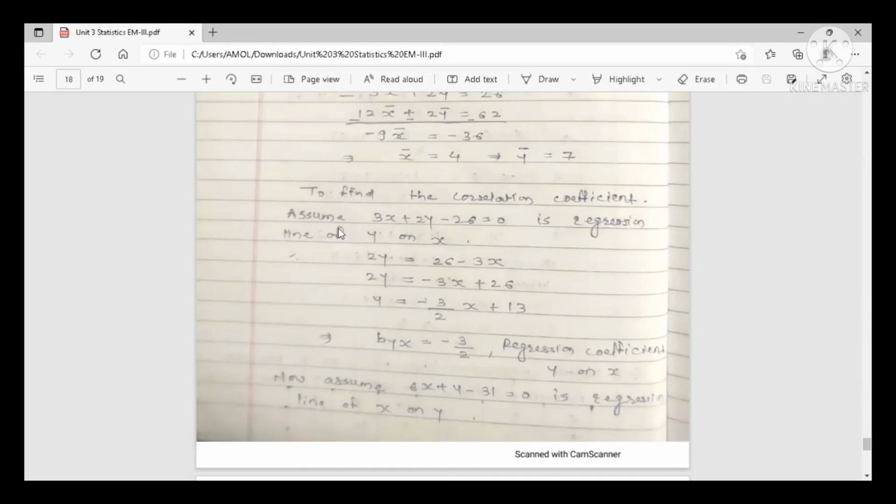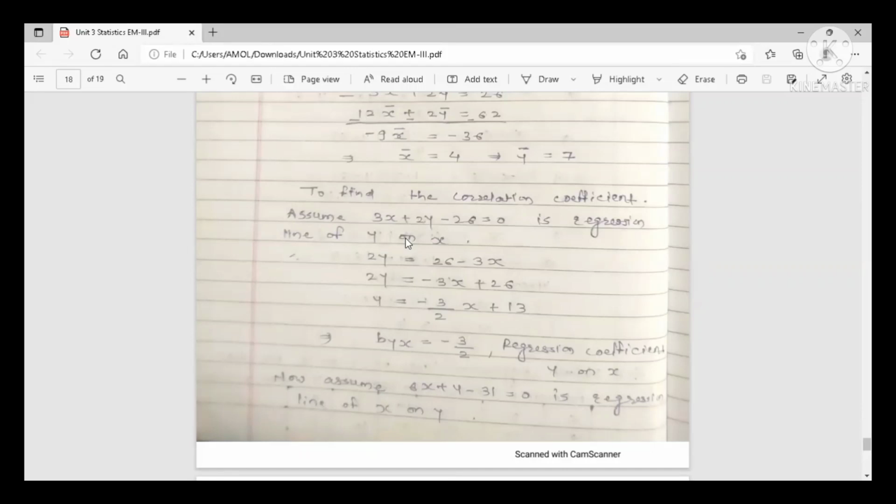You assume either equation as the regression line of x on y and the other as y on x. You can assume any one. Assume the first equation, 3x plus 2y minus 26, as the regression line of y on x. It is our assumption. You assume it.